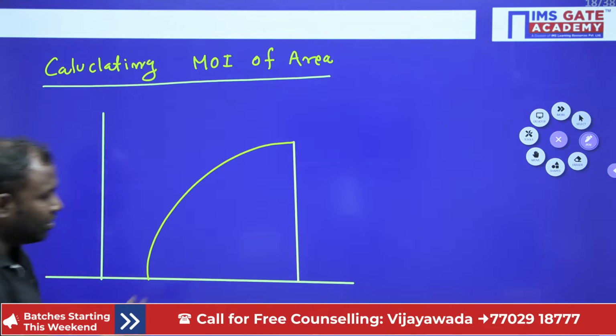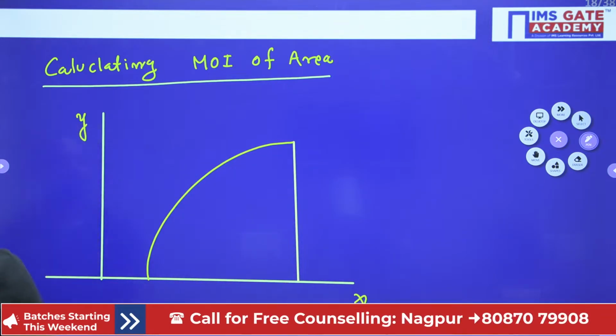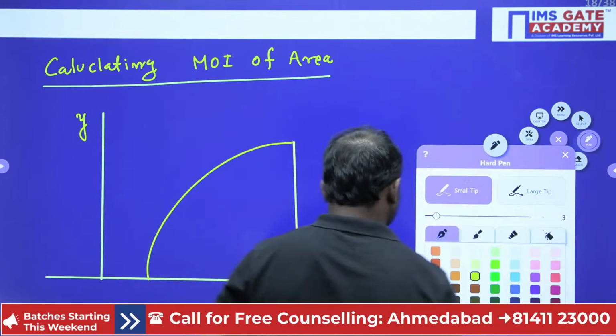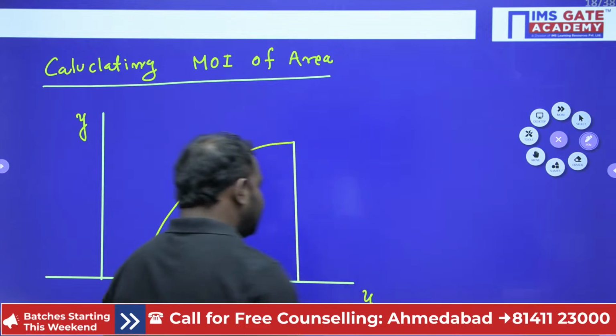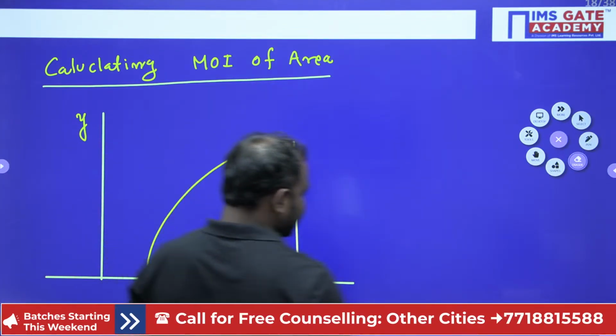Now here this is my x-axis and this is my y-axis. Okay. This is my x-axis and this is my y-axis. Oh my God, I'm so sorry. It is x.